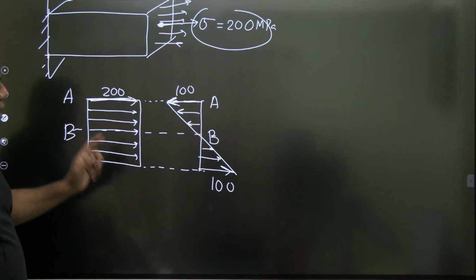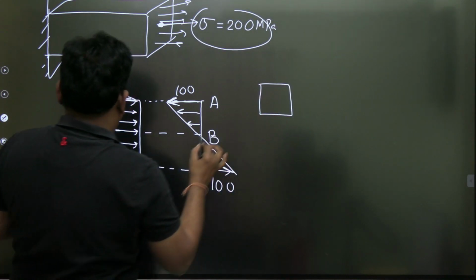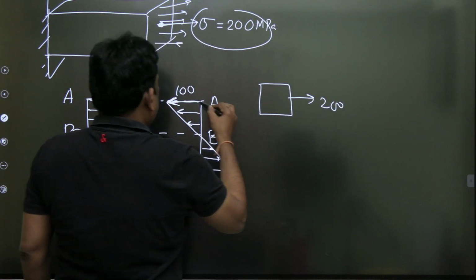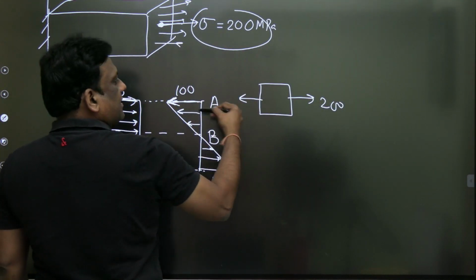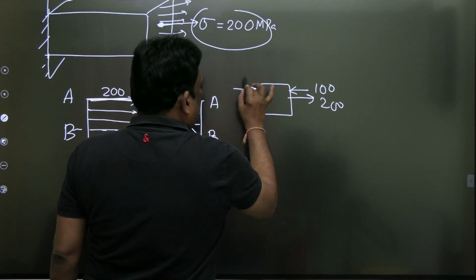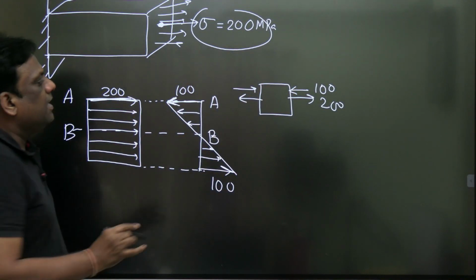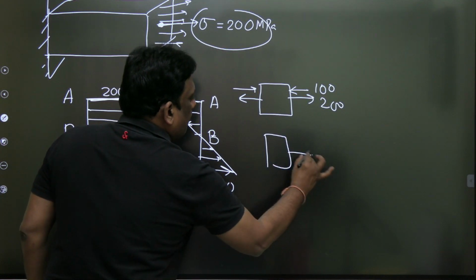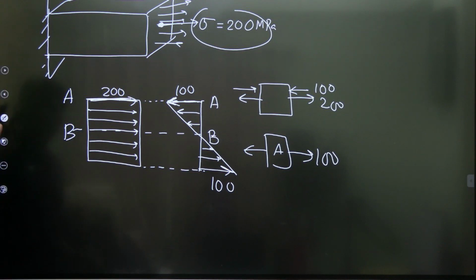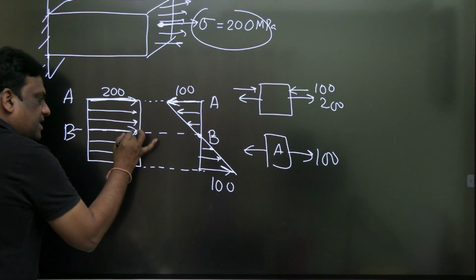Now he is asking what is the stress at A. My dear students, the combined effect: 200 is tensile, and there is a compressive bending stress of 100. So which one is more? Tensile is more. Therefore, at A, it is completely tensile: 200 minus 100, tensile 100. And at B, there is only direct stress. There is no bending stress.